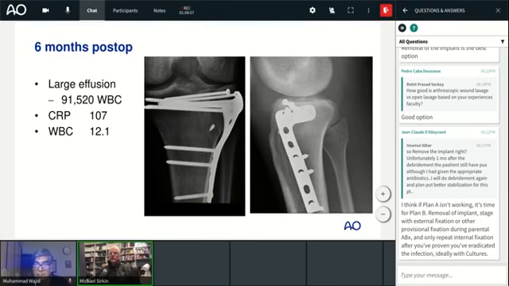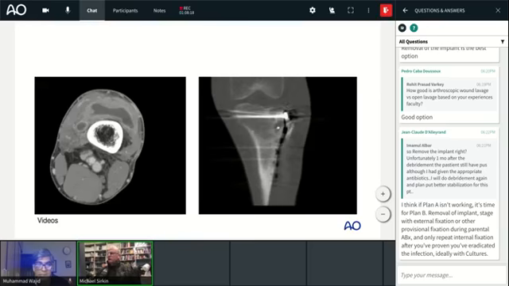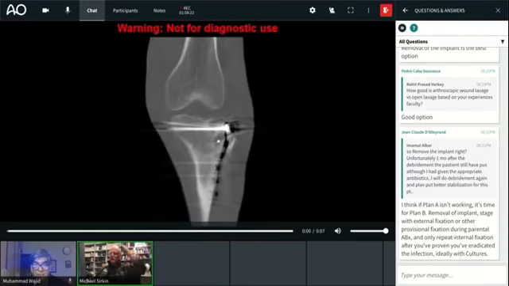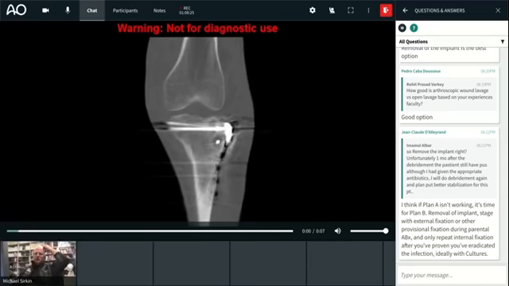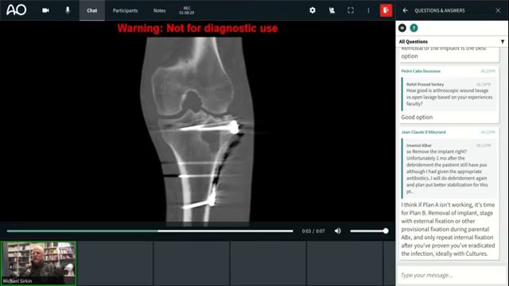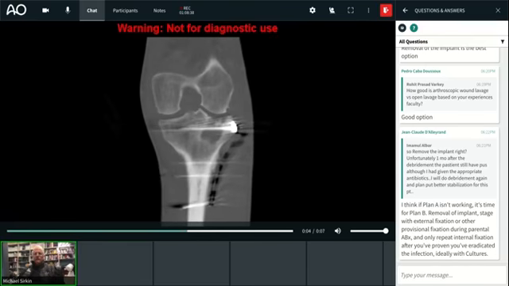He has a large effusion. His white cell count is 91,000. He has elevated markers of C-reactive protein and his white cell count. Here are his videos of his infection, and you can see that there's a large hole in his metaphyseal area right where there was that suture anchor. I think in retrospect, maybe we could have done something a little bit more with that.